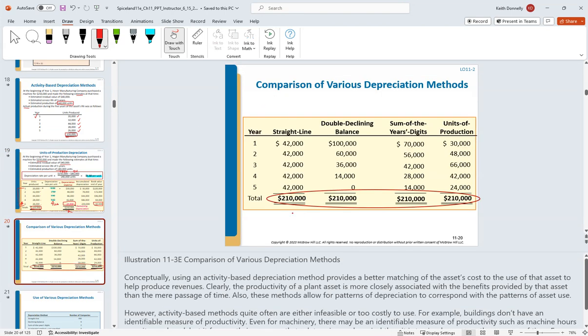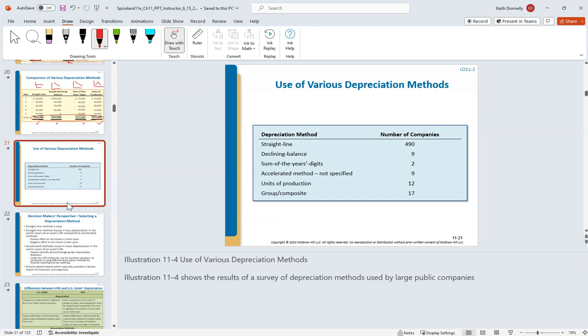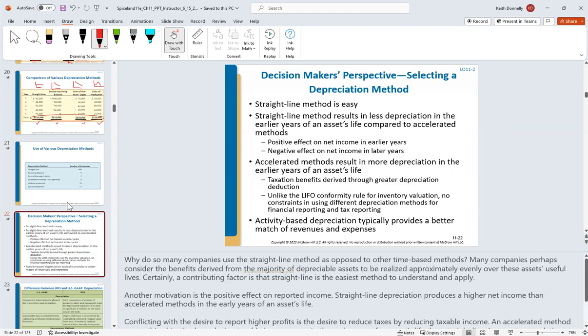So again, regardless of the method, the base is 210. What's different here is how much you take each year. Straight line is a straight line, 42,000. Double declining balance, we're taking more up front, less later on. Similar with sum of the year's digits, more, 70 up front, 14 by the end. Units of production, we're at 30, then we go up to 48, then up to 66, then down to 42, then 24. It depends on what we actually used there. This is just showing you companies that use these different methods.